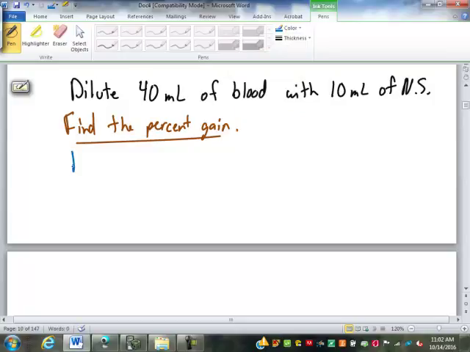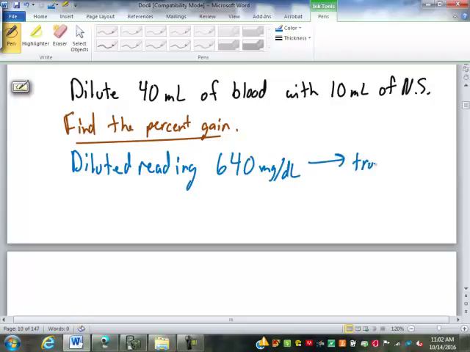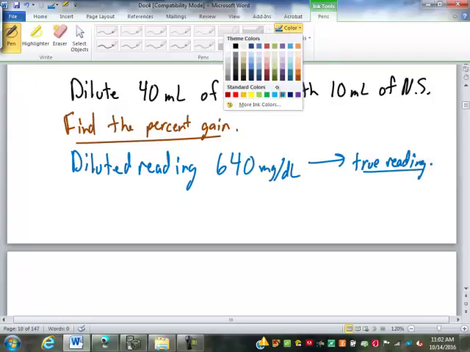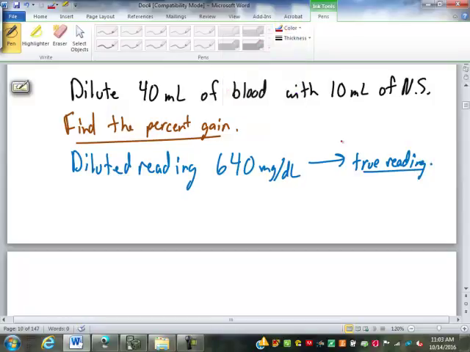But let's say that the diluted reading is, let's go 640 milligrams per deciliter. Find the true reading. So let's go through with that diluted reading and true reading.